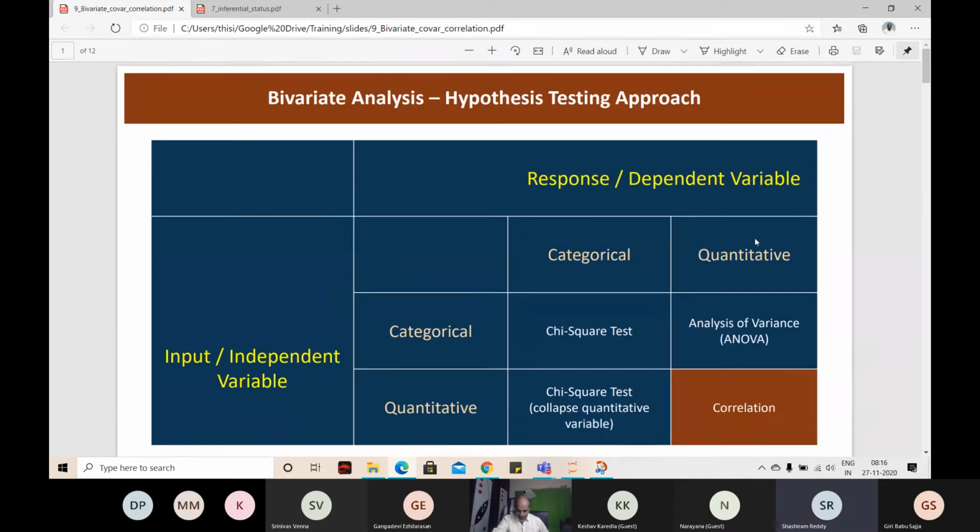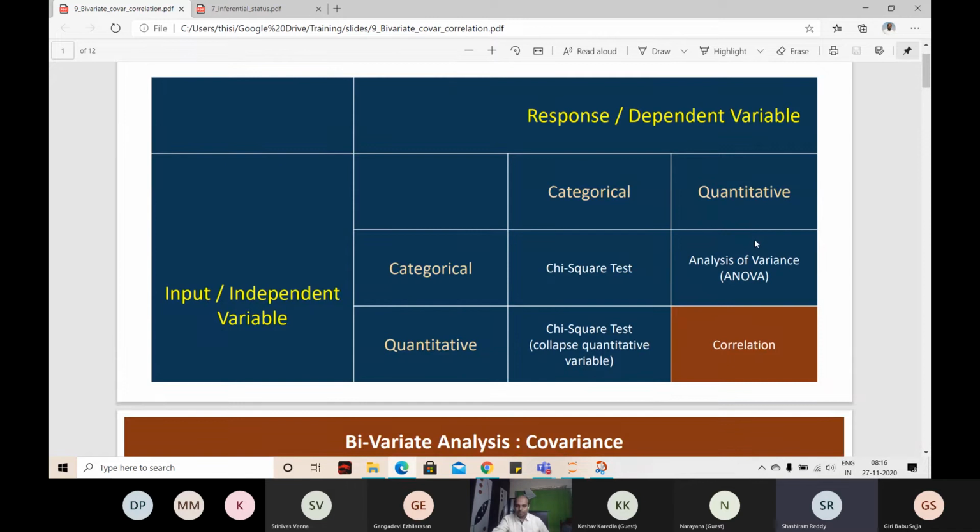One more question on this. If the input is categorical and the output is quantitative, this is bivariate, and we have only two things: one input, one output. So if it is multivariate, then this won't apply, right? Multivariate, I'll explain.